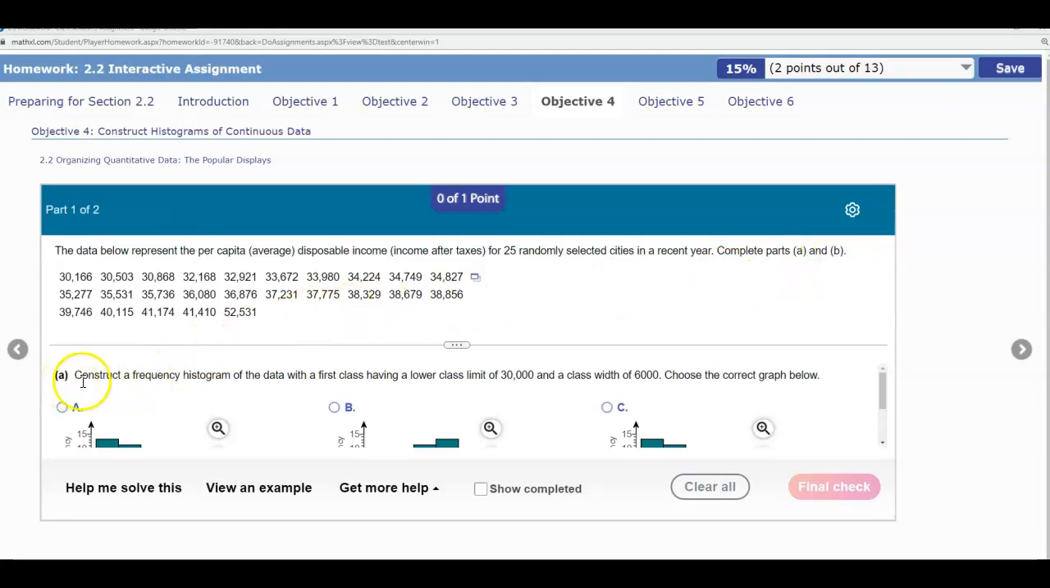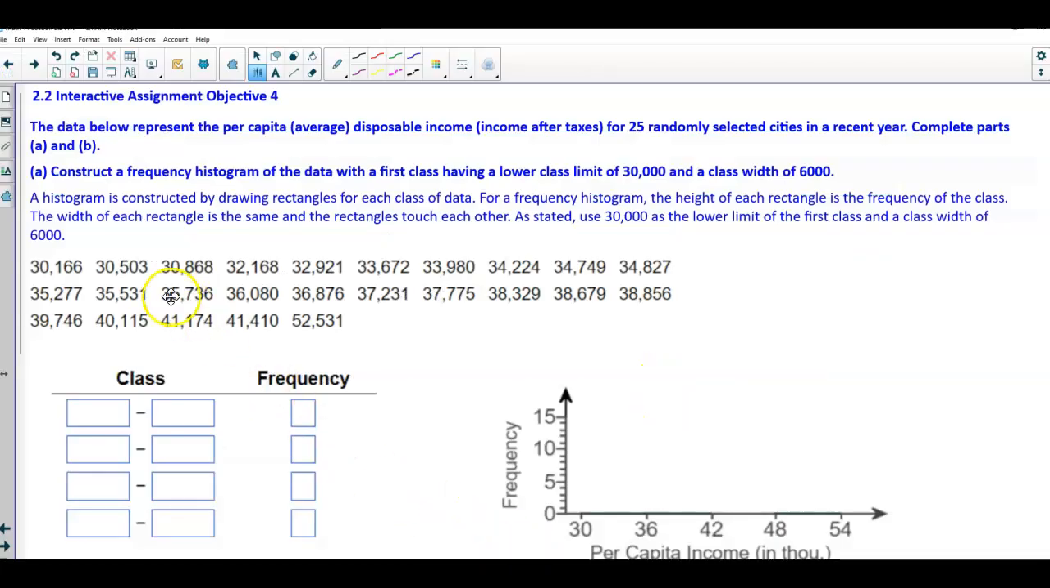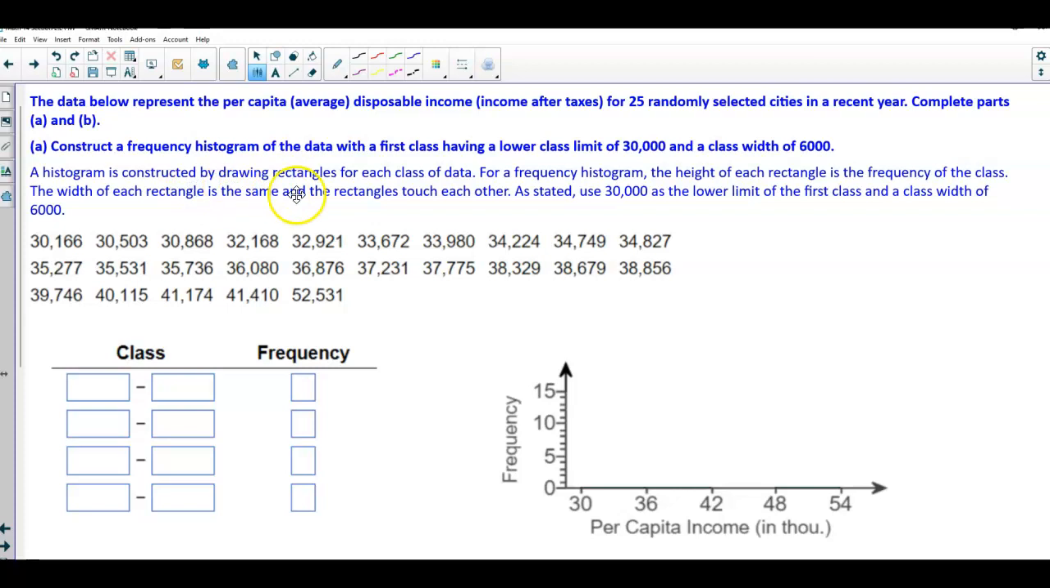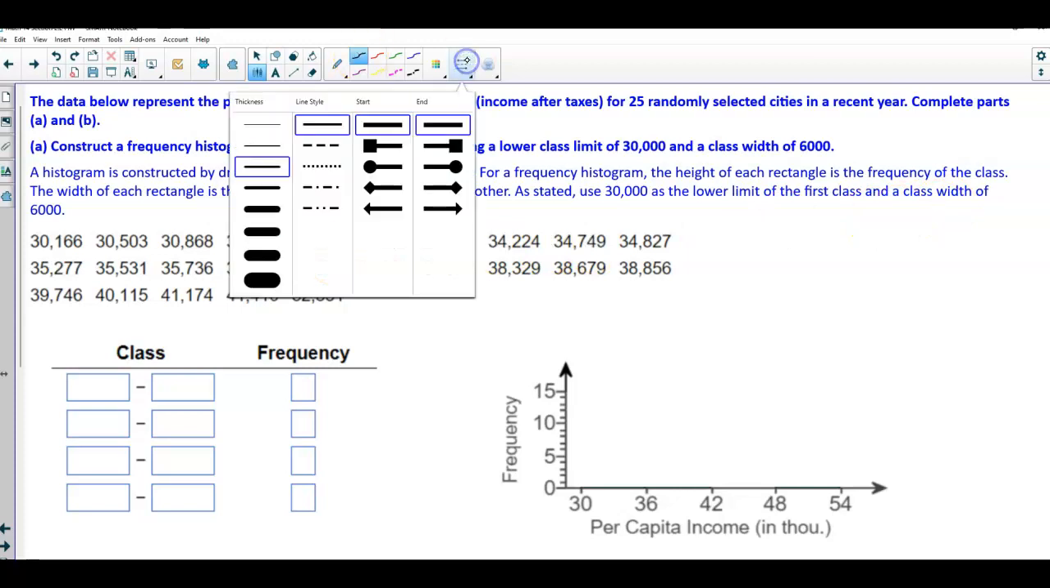For part A, we want to construct a frequency histogram of the data with a first class having a lower class limit of 30,000 and a class width of 6,000. A histogram is constructed by drawing rectangles for each class of data. For a frequency histogram, the height of each rectangle is the frequency of the class. The width of each rectangle is the same, and the rectangles touch each other. As stated, we're going to use 30,000 as the lower limit of the first class and a class width of 6,000. So, let's go ahead and do that.